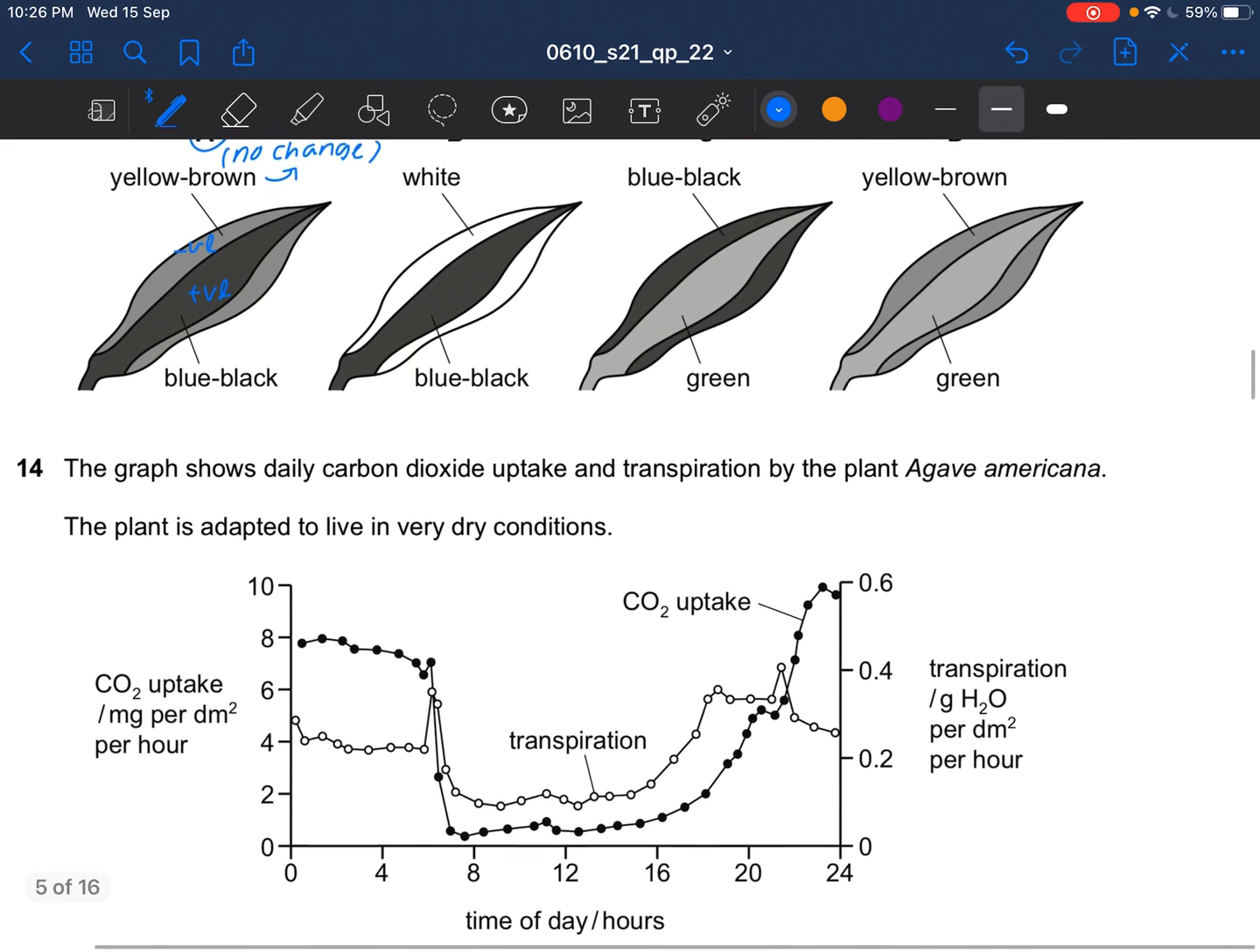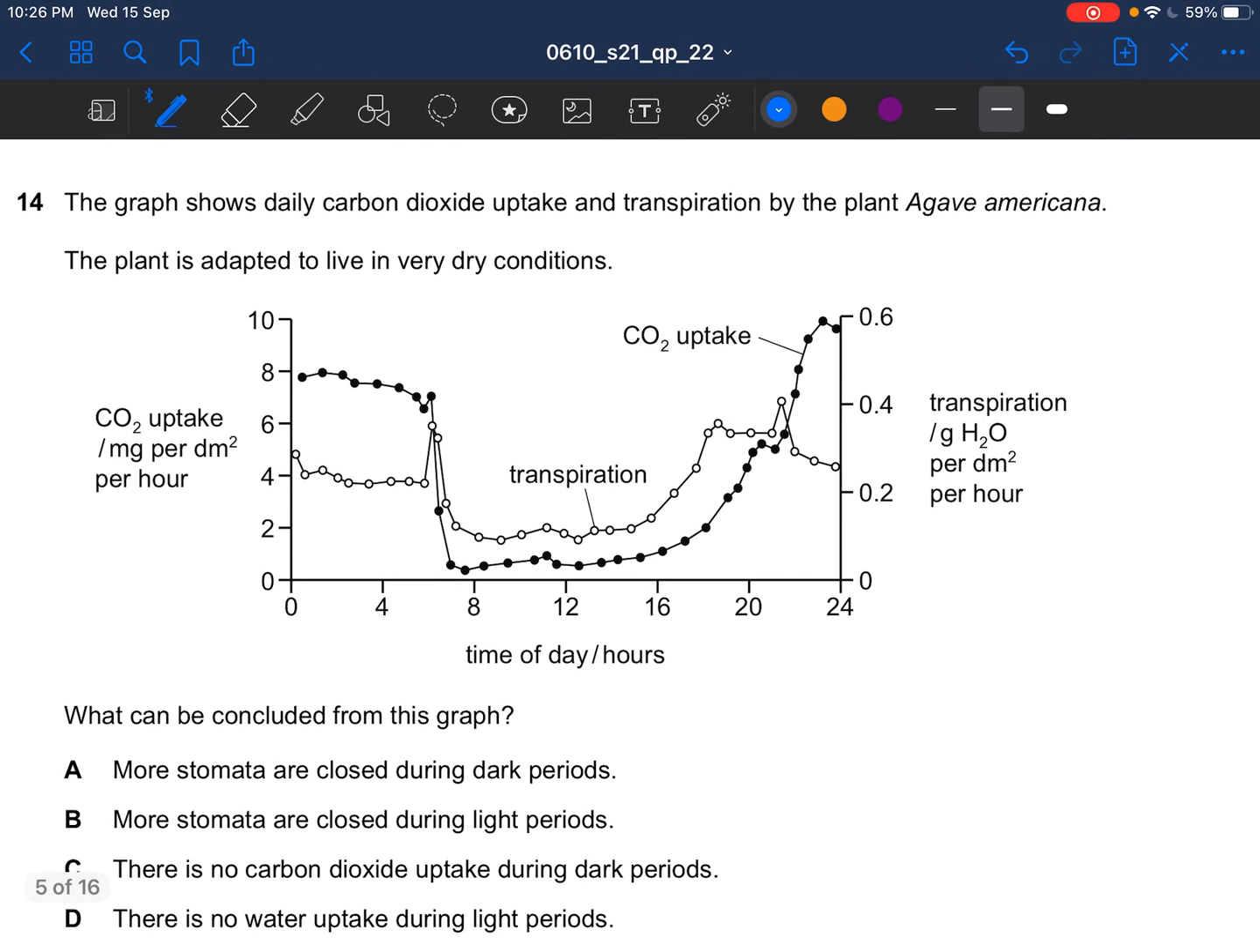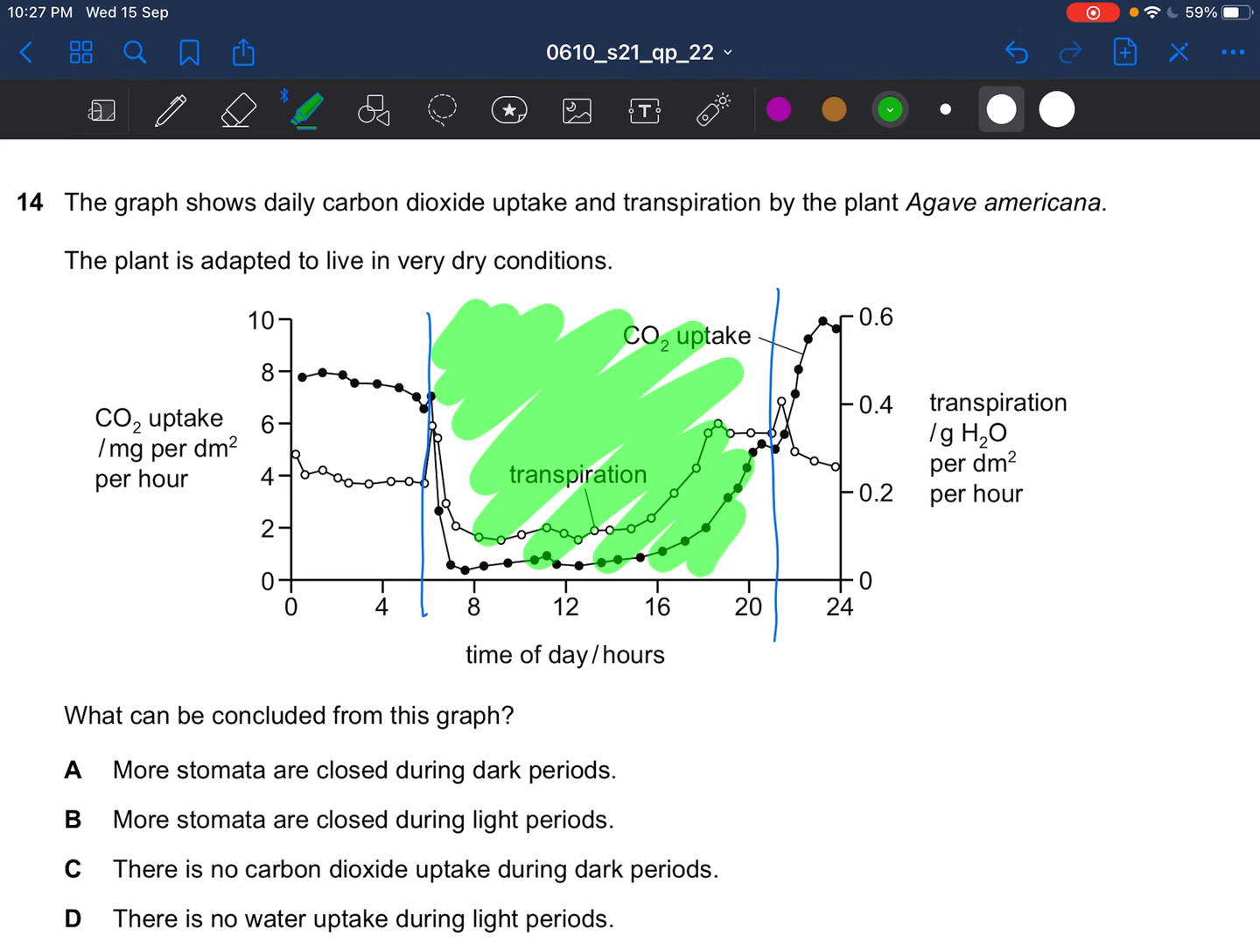Next question, the graph shows daily carbon dioxide uptake and transpiration by the plant Agave americana. The plant is adapted to live in very dry conditions. So what can be concluded from this graph? I think it's safe to assume that from here to here would be the light periods. Over here would be the light periods.